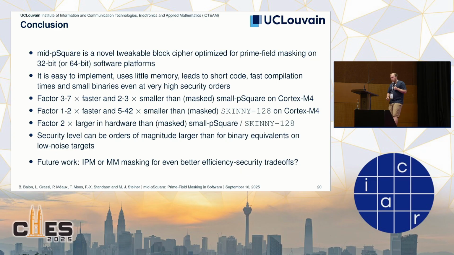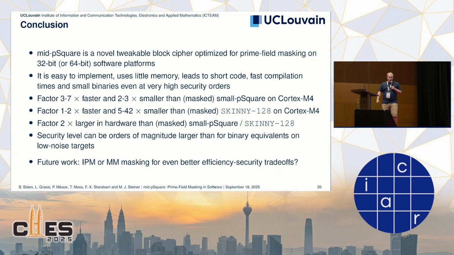In hardware, we don't have any results of that in the paper, but we have implemented that by now. We're about 2 times larger than small p-square or Skinny. So hardware efficiency is not the very best, but I think for the security gains that we see in practice, this can be even in hardware kind of interesting.